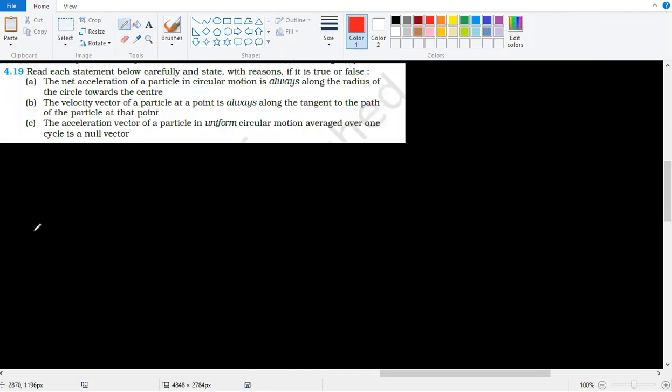Read each statement below carefully and state with reasons if it is true or false. The net acceleration of a particle in circular motion is always along the radius of the circle towards the center. So what do you think? Net acceleration of a particle in circular motion is always along the radius of the circle towards the center. Is that true or false?